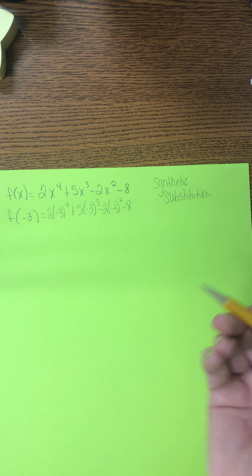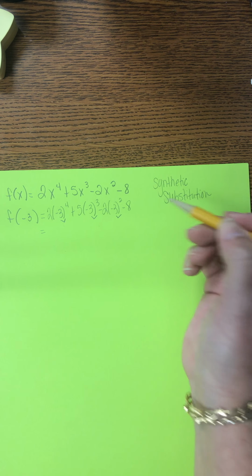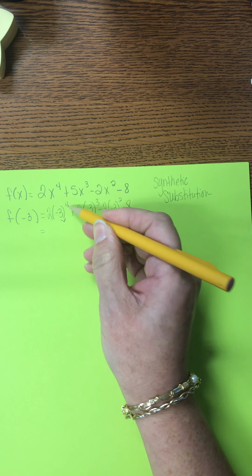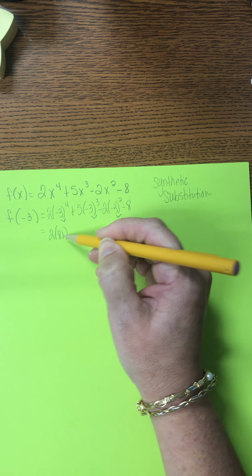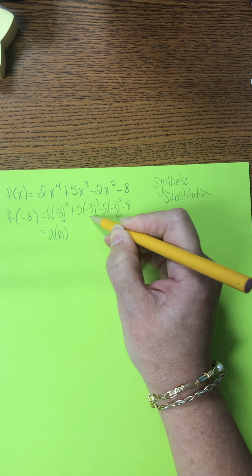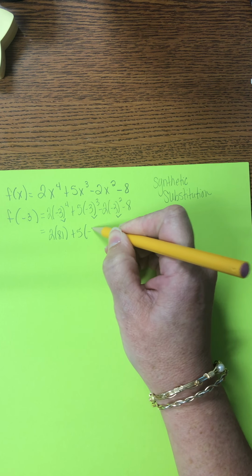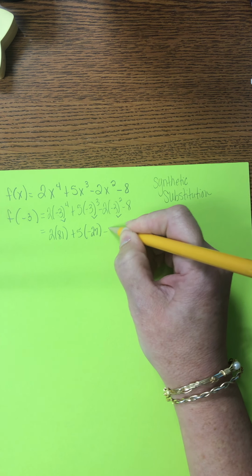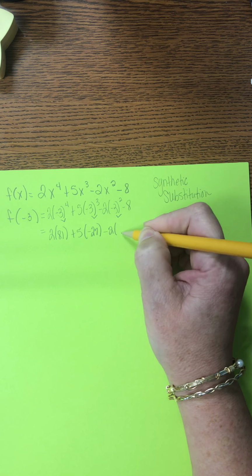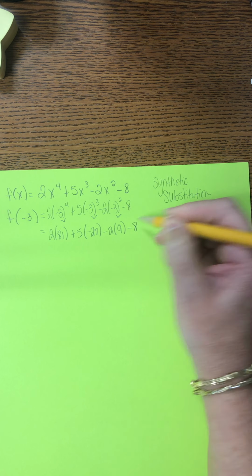Okay, and then of course I'd use order of operations. I'd have to do my exponents first. Negative 3 to the 4th power is going to be positive 81 because 4 negatives make a positive. Negative 3 to the 3rd will be negative 27 because 3 negatives make a negative. And negative 3 squared is positive 9 because 2 negatives make a positive.